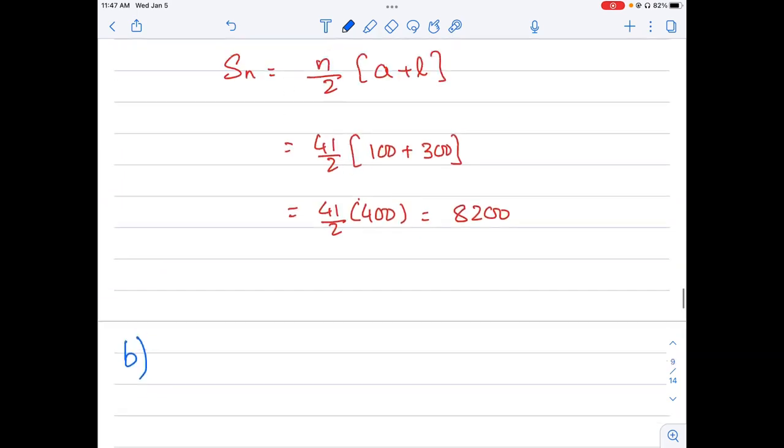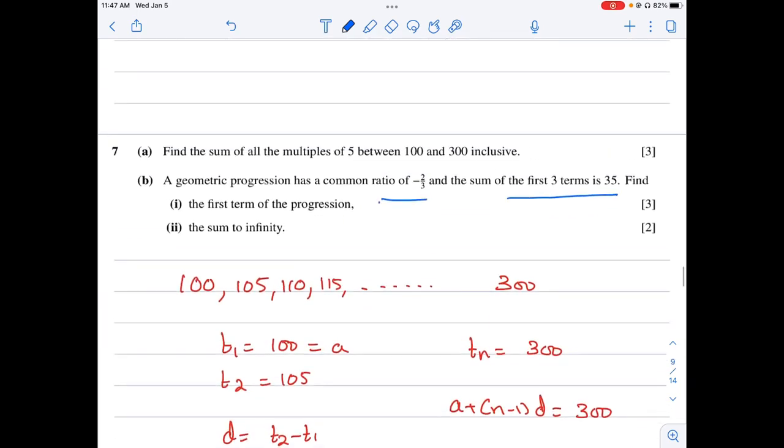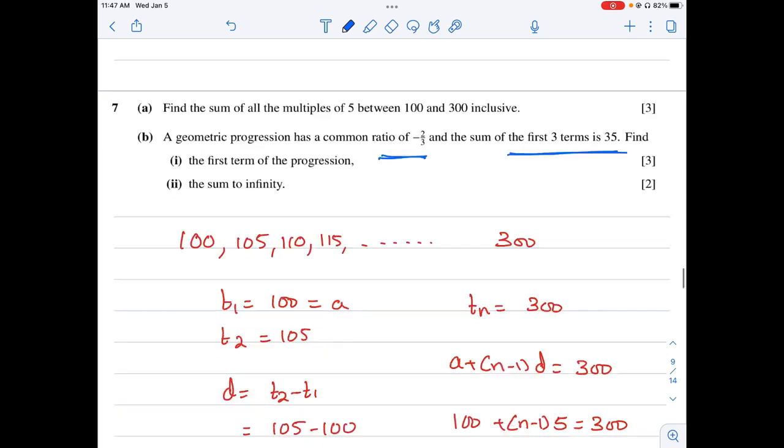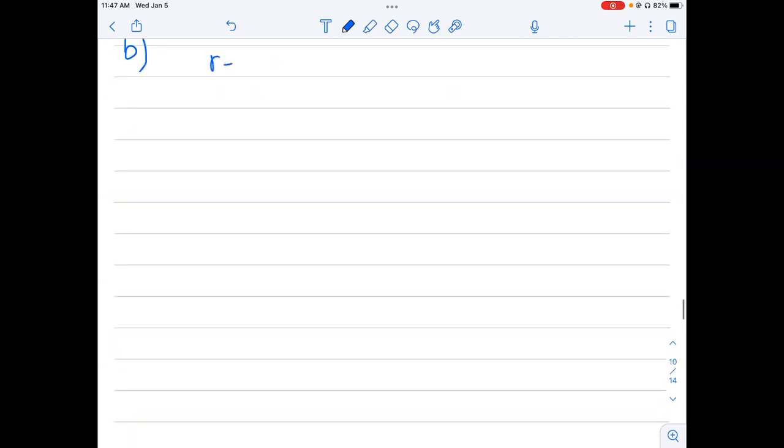Now coming to part B, he says the common ratio is −2/3 and the sum of the first three terms is 35. So common ratio is −2/3 and sum of three terms is 35. Sum of three terms means a times (1 − r^n), which is r^3, over 1 − r, equal to 35.